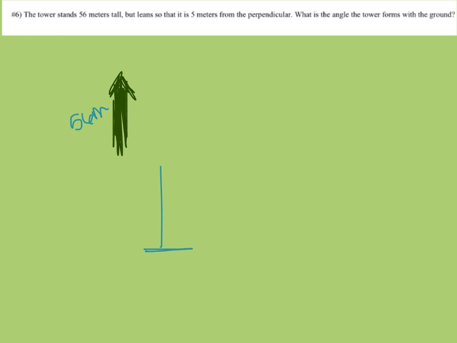So let me redraw. This is something that often ends up happening when you are solving a problem. You start drawing and you're like, wait a second, something's off. You have to lean it. Alright, so there's our tower. Still 56 meters. But it's 5 meters from the perpendicular. So that means that this, see, there's our perpendicular. This is 5 meters. So the question is, what's the angle that the tower forms with the ground?